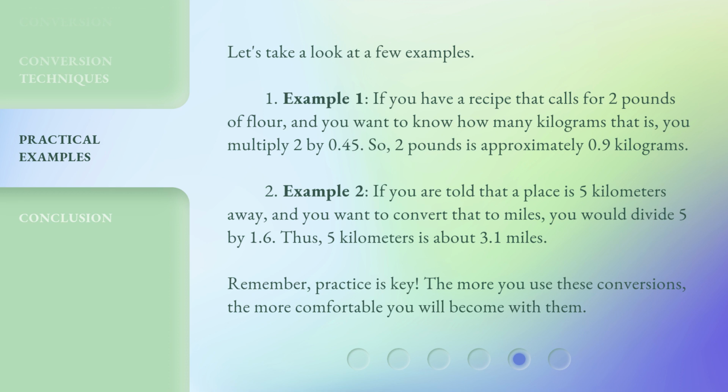Example 2. If you are told that a place is 5 kilometers away, and you want to convert that to miles, you would divide 5 by 1.6. Thus, 5 kilometers is about 3.1 miles. Remember, practice is key. The more you use these conversions, the more comfortable you will become with them.